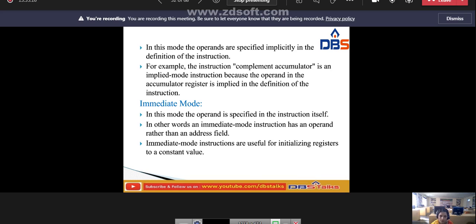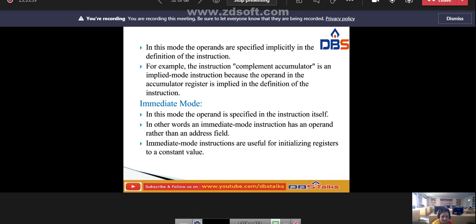Next, immediate mode. What is meant by immediate mode? In this mode, the operand is specified in the instruction itself. In other words, an immediate mode instruction has an operand rather than an address field. Immediate mode instructions are useful for initializing registers to a constant value.